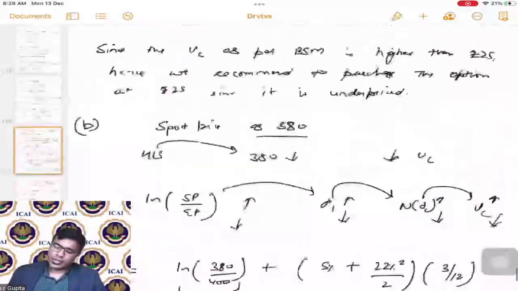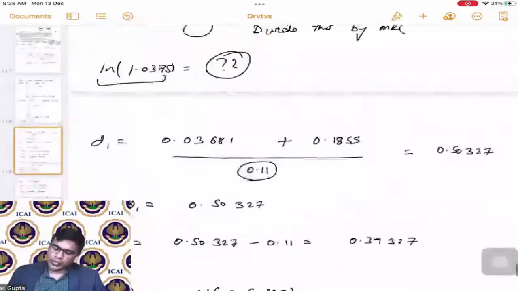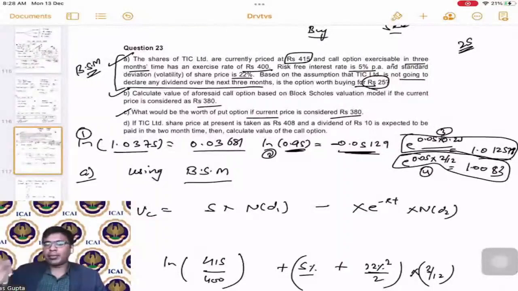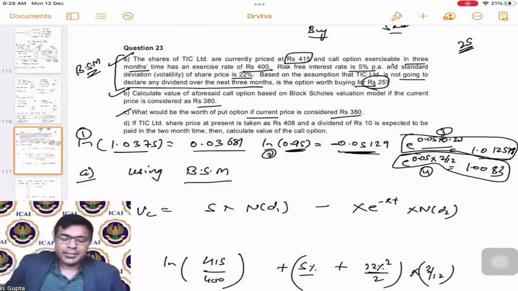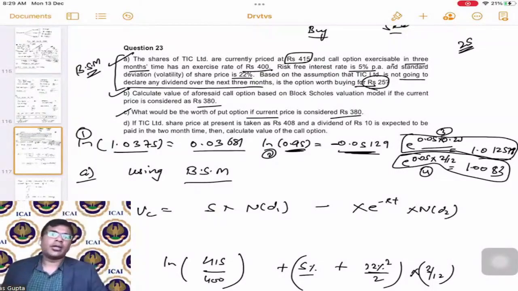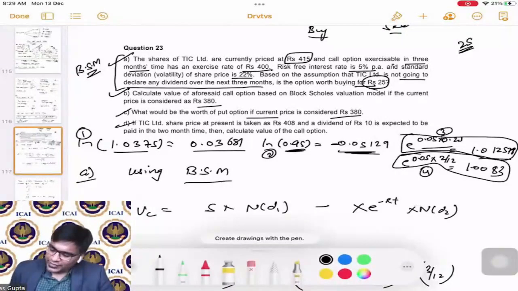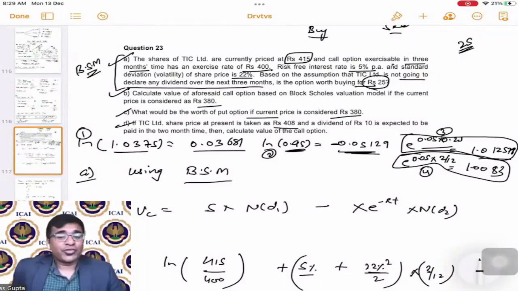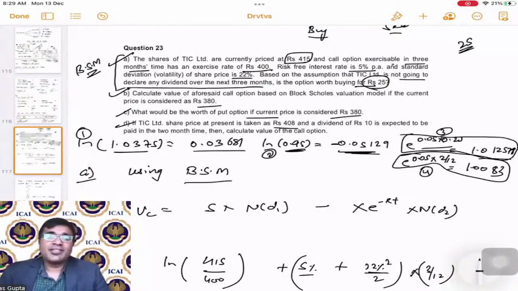Now let us go to the last part. This question is also actually very bulky in the sense that it covers all the things, the entire options concept, be it put or be it call, only for the Black-Scholes model you can revise it. This is the formula. Even the put call parity theory as well. So the last point says that if TIC Limited share price presently is taken as 408, now they are again revising the spot price. Earlier it was 415. Then for B and C they have taken 380. Now for the D part they are taking it as 408.